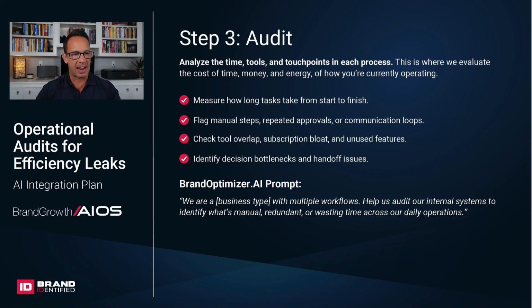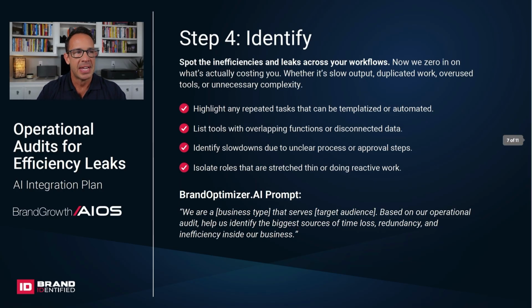And then once again, I've given you another BrandOptimizer.ai prompt for step number 3. Now moving on to step number 4, and that is to identify. Spot the inefficiencies and the leaks across your workflows. Now we zero in on what's actually costing you, whether it's slow output, duplicated work, overused tools, or unnecessary complexity.